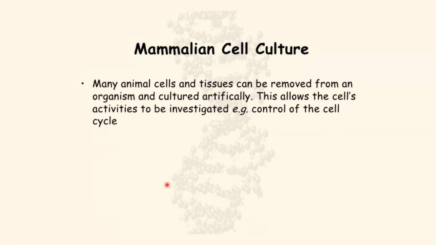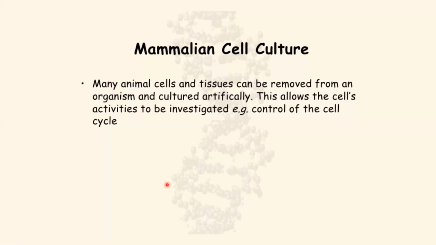The mammalian cell culture allows us to investigate and capture activities, for example, the control of the cell cycle, for example, the effect of a number of genes. Reverse genetics was also one of the topics in the last lecture. Somebody asked me, you can also do reverse genetics.